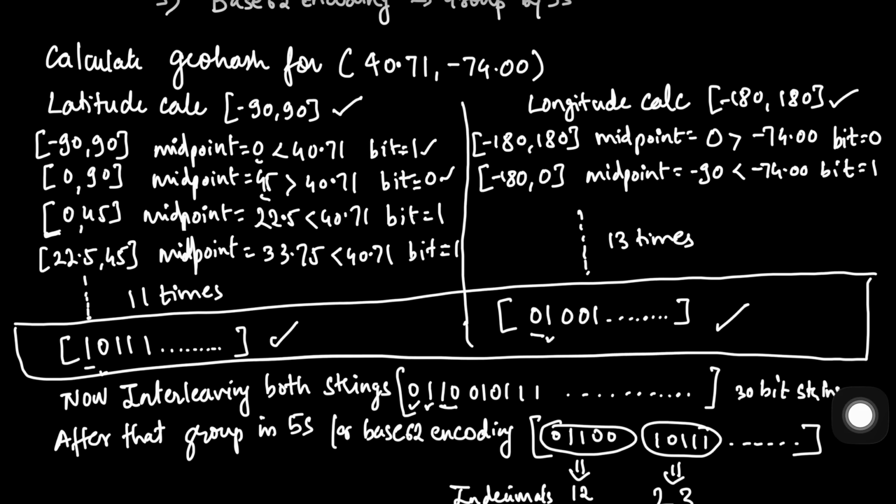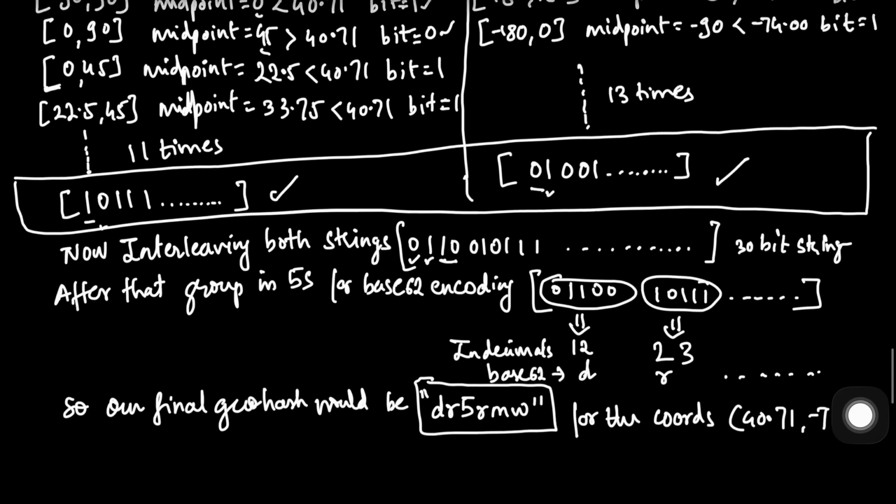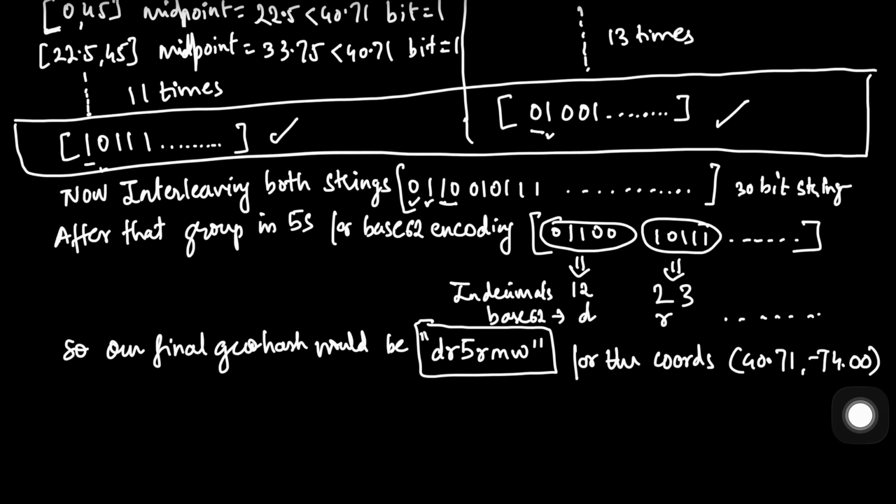So this particular 01100 is basically 12 in decimals, and 10111 is 23 in decimals. We convert that into base 62. 12 is basically D in base 62. 23 is represented by R in base 62. Once we are done with all these things, our final geohash would be dr5rmw for the coordinates 40.71 comma minus 74.00.